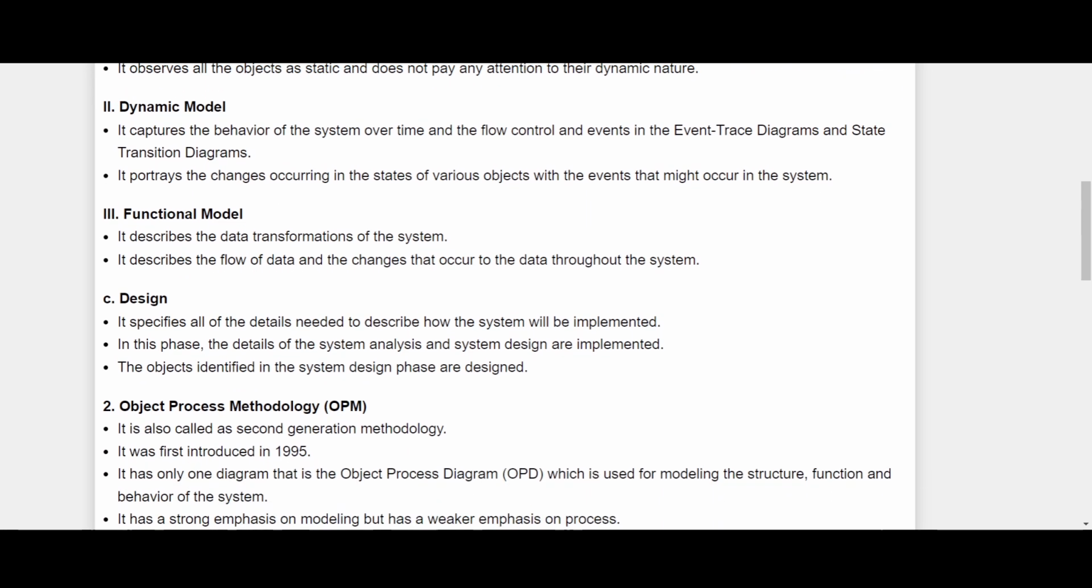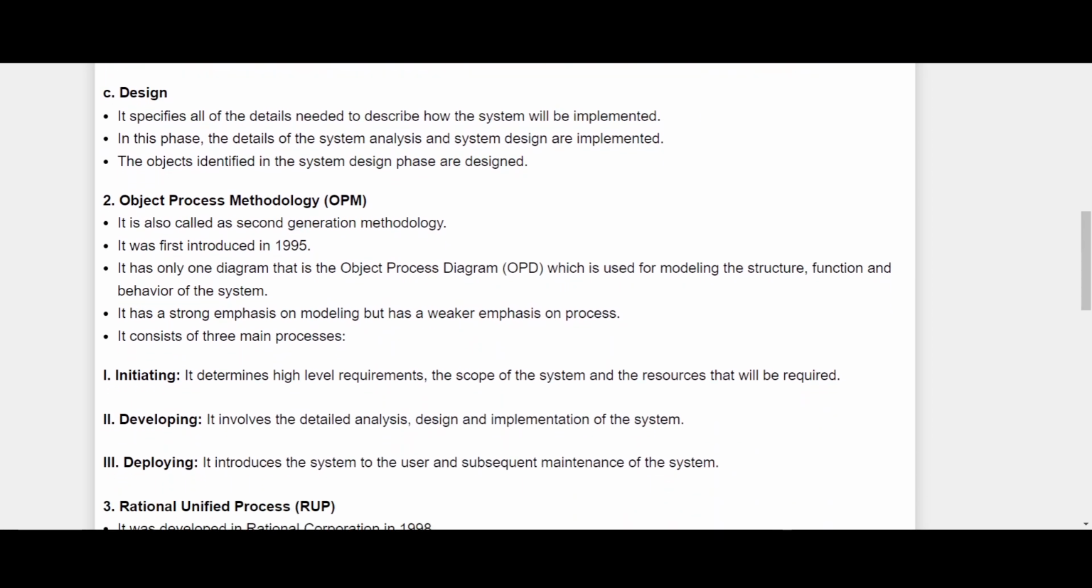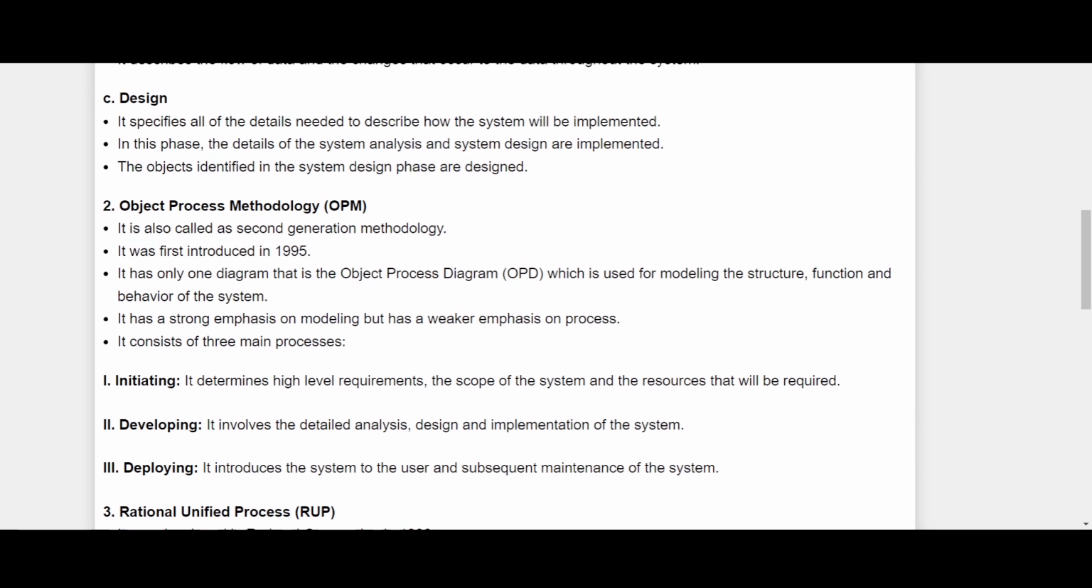Now, Object Process Methodology, OPM. It is also called a second generation methodology. It was first introduced in 1995. There is only one diagram, that is the Object Process Diagram, OPD, which is used for modeling the structure, function, and behavior of the system. It has a strong emphasis on modeling, but a weaker emphasis on process. So modeling is stronger, process is weaker.